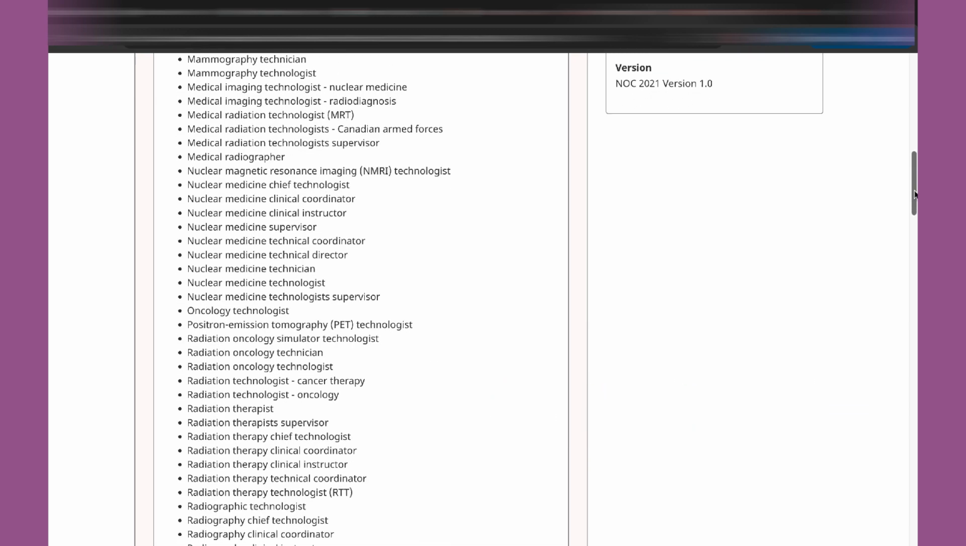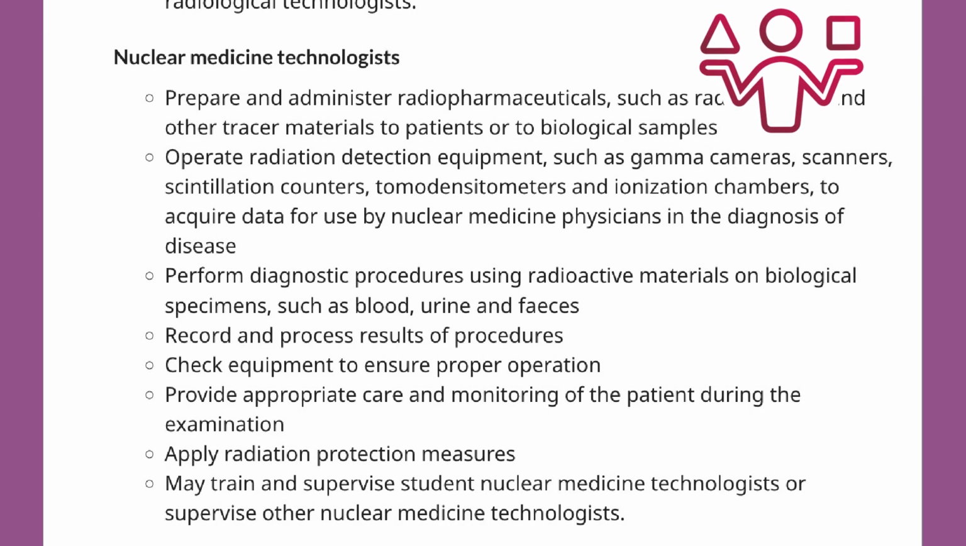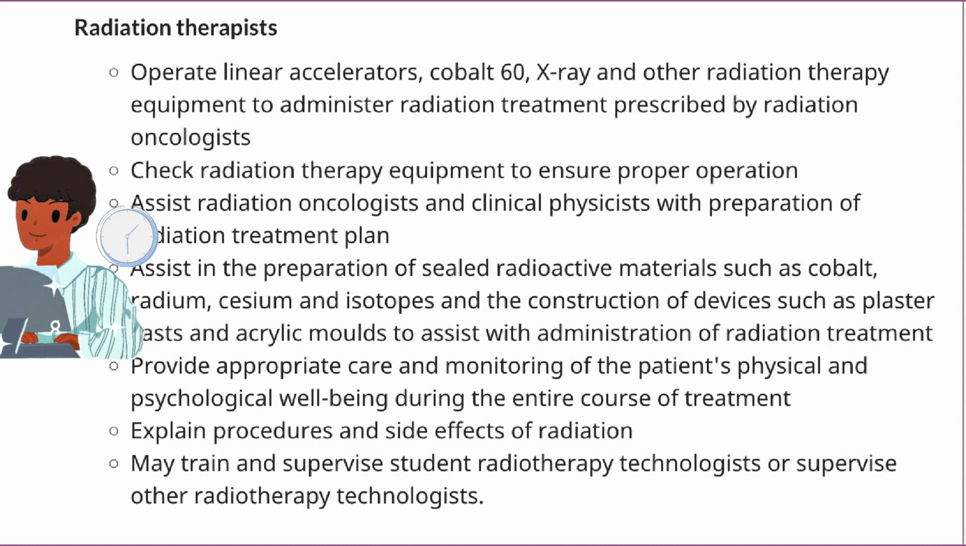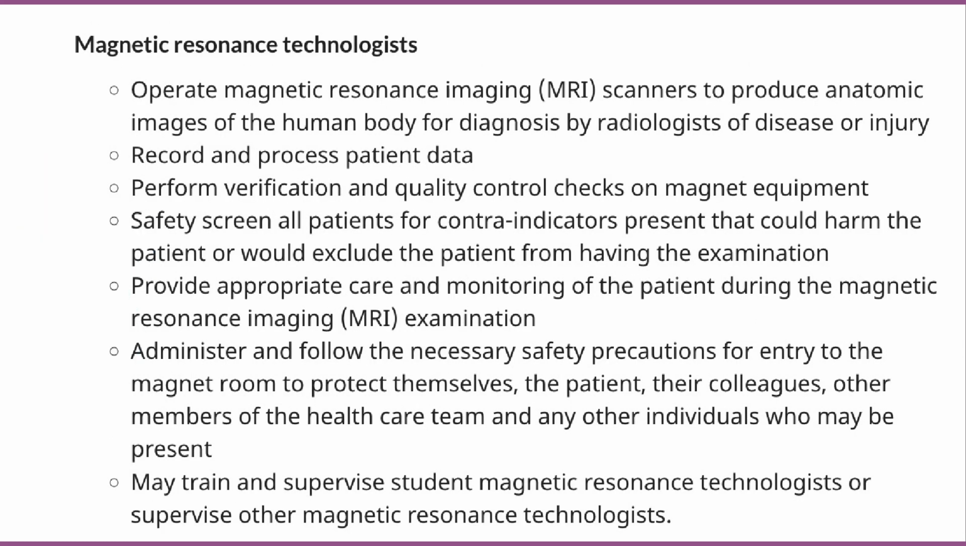The NOC also lists the main duties of your profession, and so you can make a comparison of the main duties and responsibilities from your previous or current employer to it. Through this, you're confident that you're using the right code and that you won't have a problem with it when you apply for your permanent residency status later on.